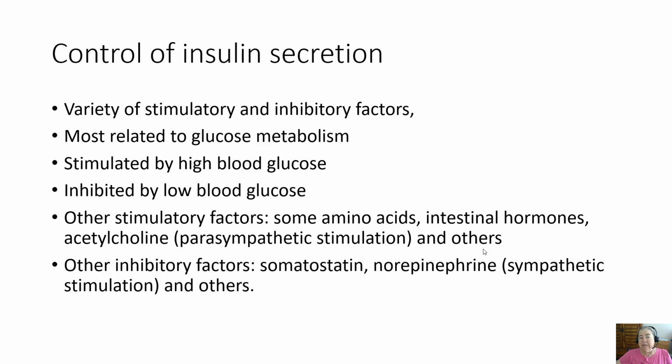I mentioned that somatostatin functions locally as a paracrine produced in the delta cells or D cells. And in addition, sympathetic output, so norepinephrine and epinephrine, inhibit the release of insulin. And there are a number of other factors that help to control insulin secretion.